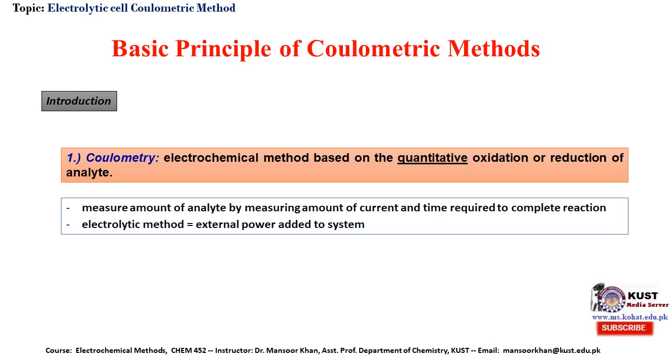An electrolytic method is equal to the external power added to the system. So the amount of current added to the system is basically the basis for the quantitative method of analysis. It means if the amount of analyte is greater, a high amount of external current will be required, and if a low amount of current is required, it means that the concentration or total amount of the analyte to be determined is low.